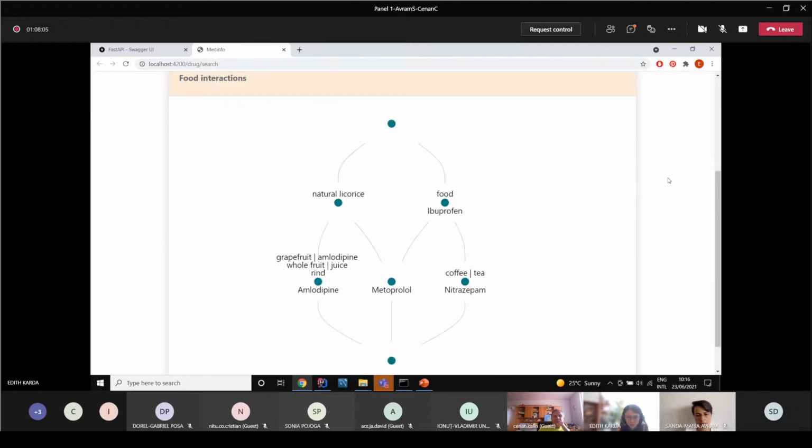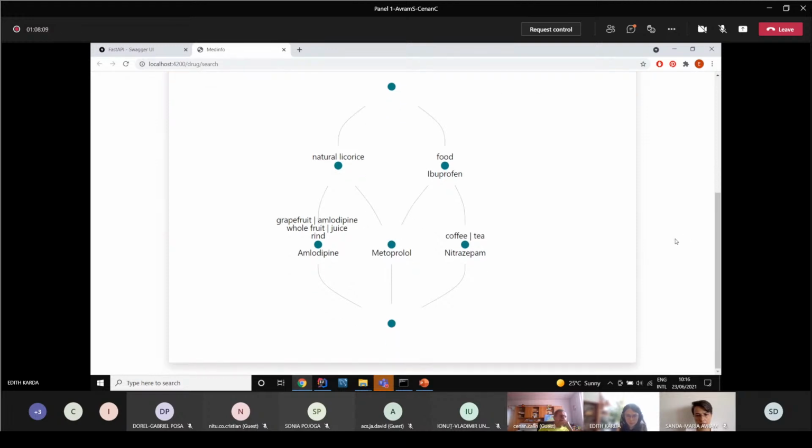So here I used 4 drugs, and we can see that the graph is a bit more complex. But this part, for example, is not completely right. There is still room for improvement on the model because, as you can see, it also recognizes the drug name. A possible improvement would be to also train the model on drug names.